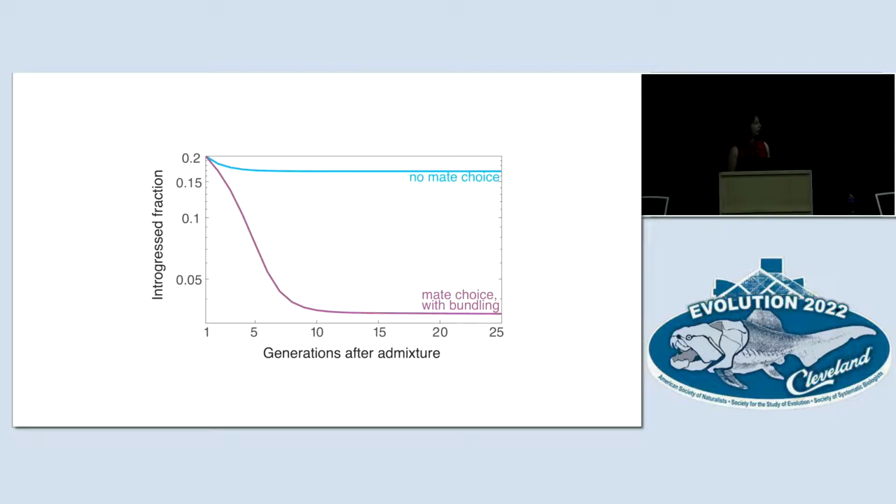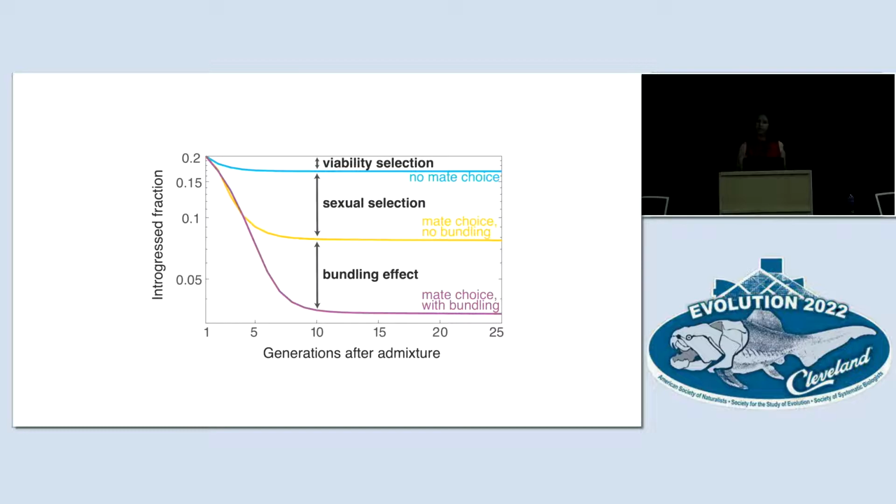And so we can return to these results looking at the case where there's no mate choice and mate choice with a bundling effect in operation, and look at what happens when we turn off the bundling effect. And you can see immediately that the bundling effect is contributing substantially to the purging of introgressed ancestry from this population.